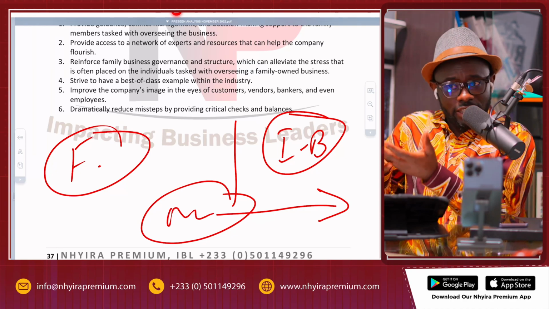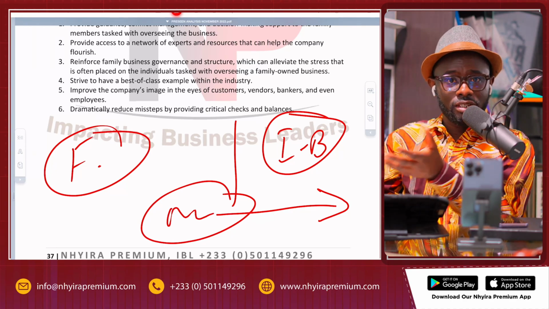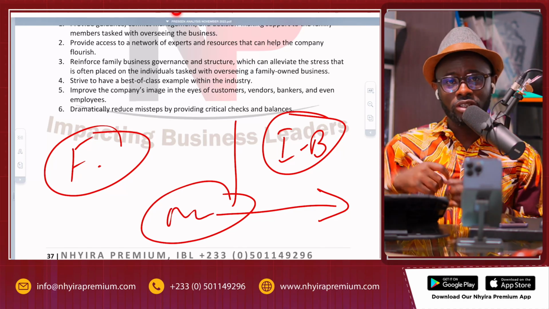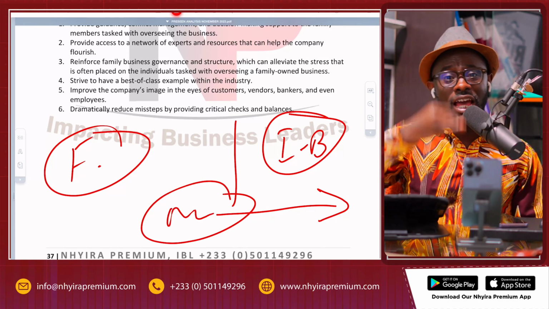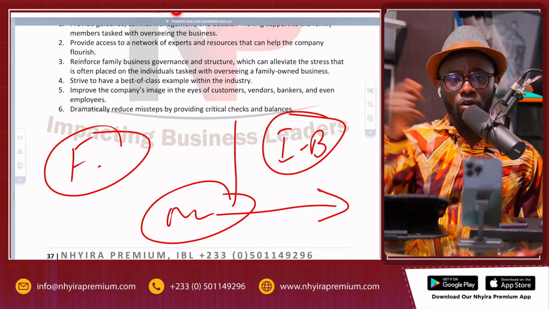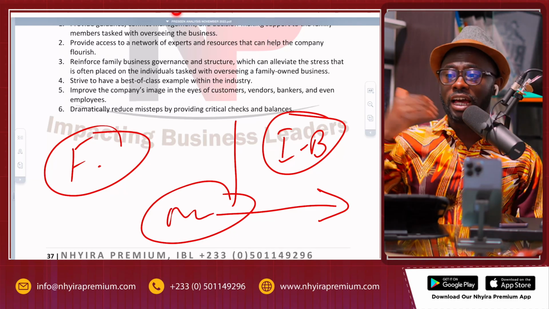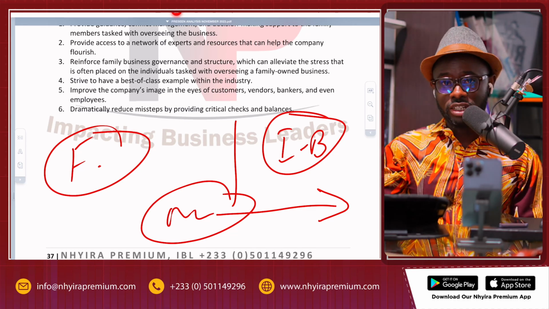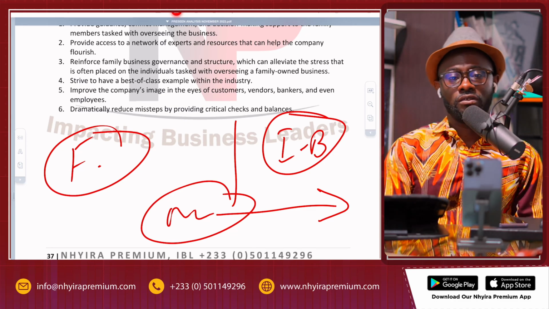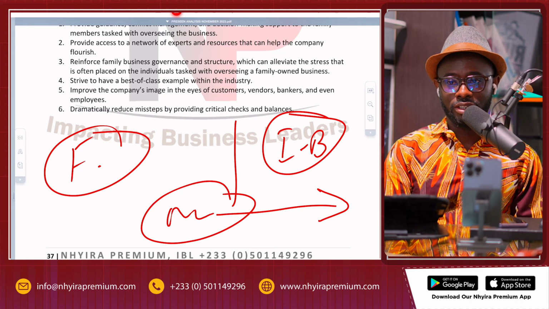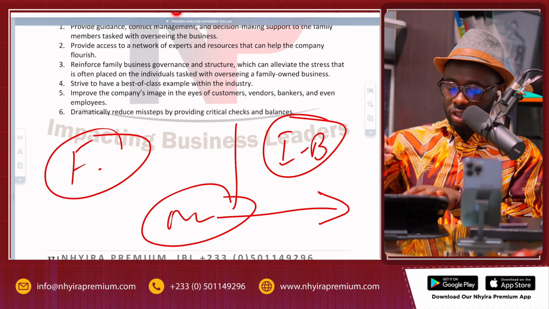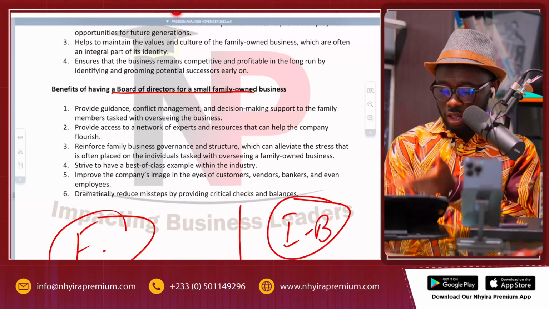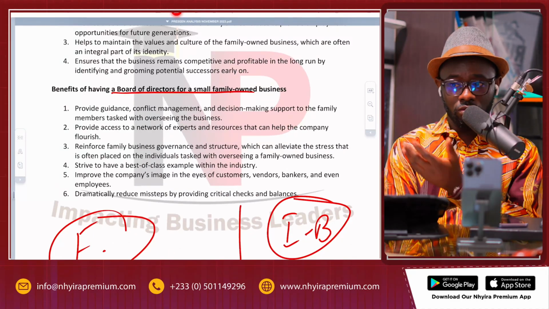And so that is why they will need the board, and they will need to have that diversity on the board, because some people on the board, their name alone can open doors for the entity and can help the entity to get a lot of benefits that they wouldn't have had if not for that person's presence on the board. So some of the benefits of a family-owned business having a board, you need to know about generally.